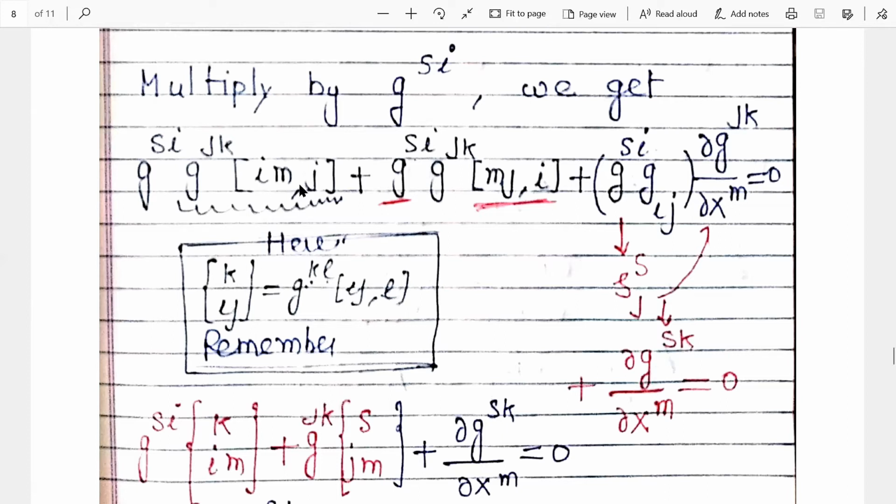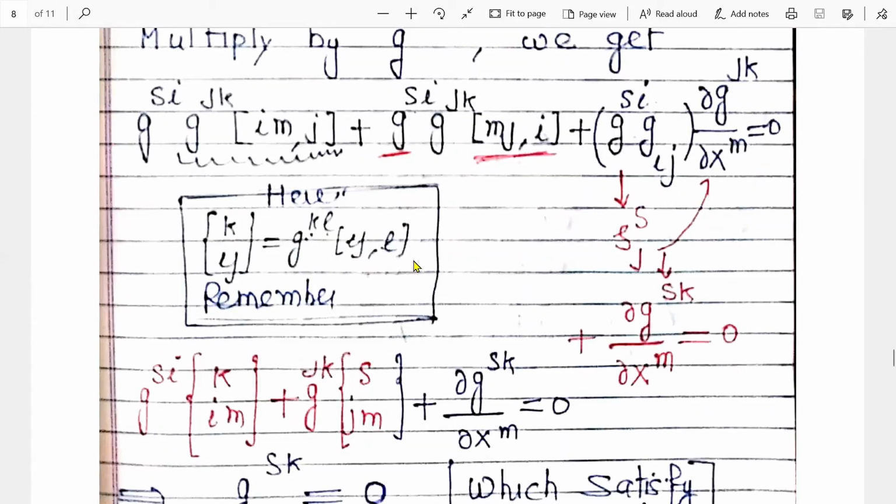Clear? So sorry, this is converted into KIM. This is KIM. So J is the common part. So remaining is K, then KIM. This is KIM. Again, this and this. This product is converted into SIM. Again, with GJK. This is GSI and KIM plus GJK SJM plus this value.